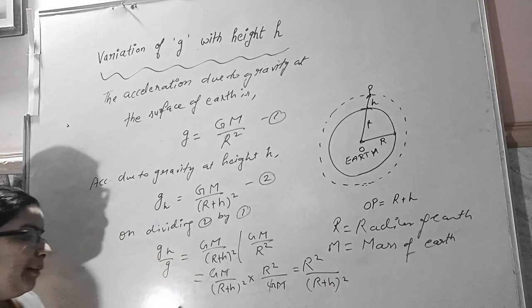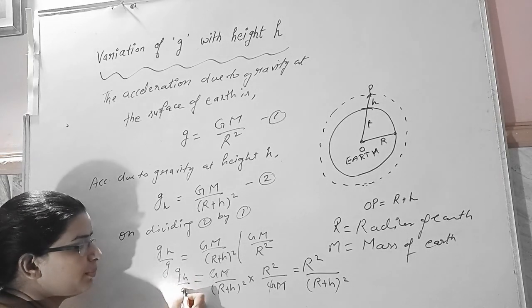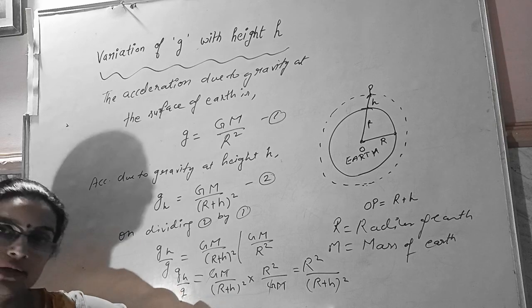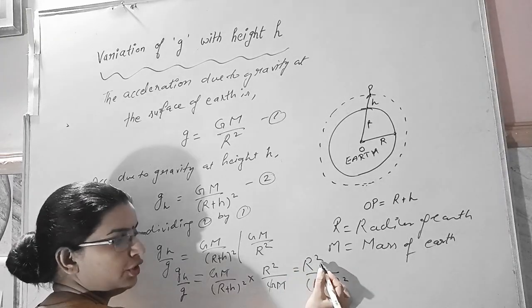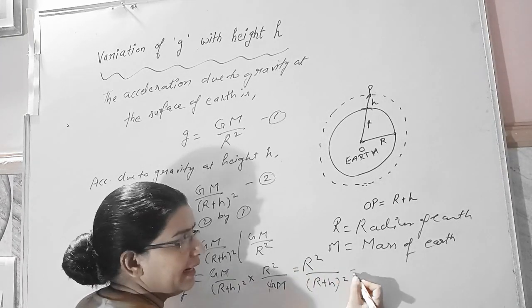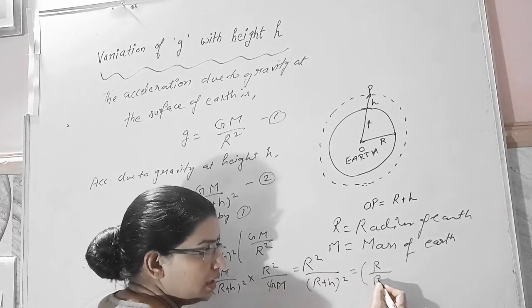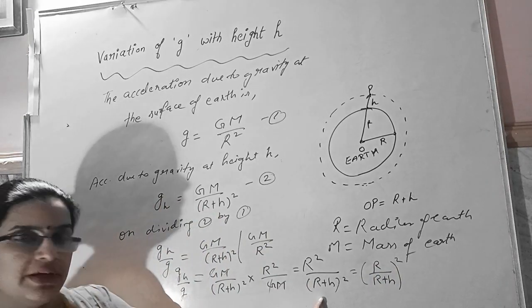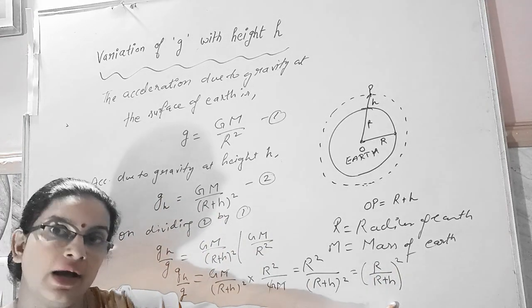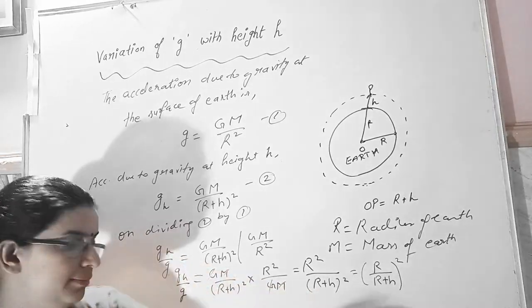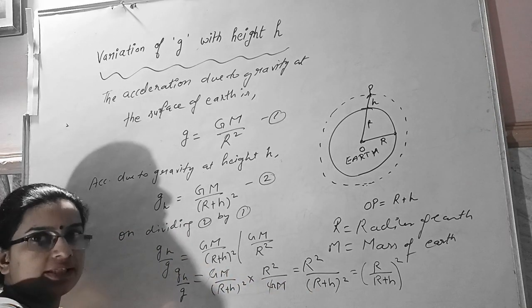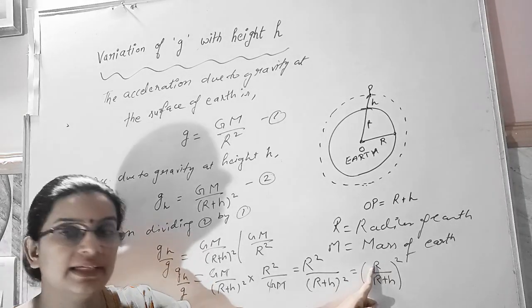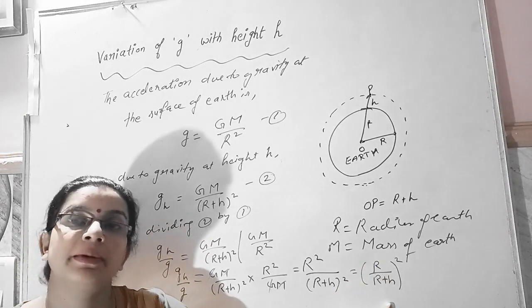Okay, so I have this expression that g_h upon g is equal to R square upon (R plus h) whole square. So square is there in the numerator and denominator as well. So I can write it like this, (R upon R plus h) square. Okay, this expression can be written like this also. Now on the right hand side, g_h upon g is the left hand side, R upon R plus h is the right hand side. So we will just divide numerator and denominator both by R.